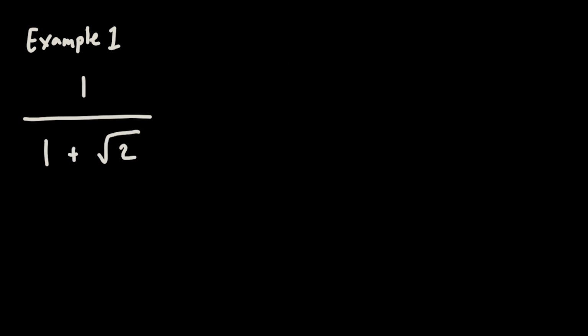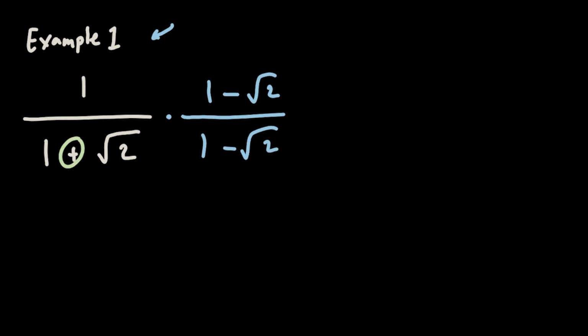Let's see an example. So example 1 says we have this fraction here and we want to rationalize it. As I said before, we have to take advantage of the difference of two squares formula. So we'll multiply both the numerator and the denominator by 1 minus square root of 2. Why have I done that? Because here we have a plus, so we have to multiply by a minus to apply the difference of two squares formula.